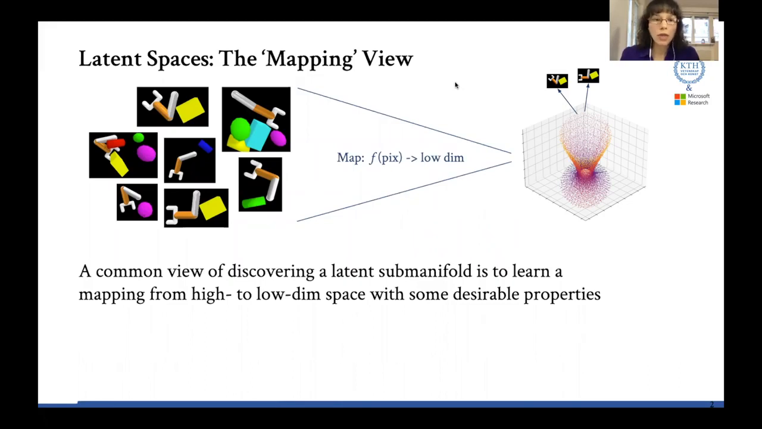So first, I would like to turn your attention to this general setup that we usually consider in machine learning when we are thinking of embedding some high dimensional space, think of these as pixels, into some lower dimensional space. We usually take something that I would call a mapping view. And what is this? So we take some function f of our high dimensional input, these here are pixels, and we produce some low dimensional embedding. And that may have some nice structure. But how do we do this?